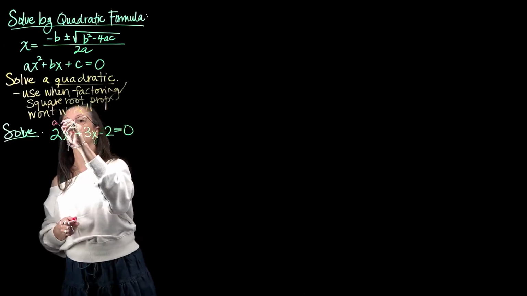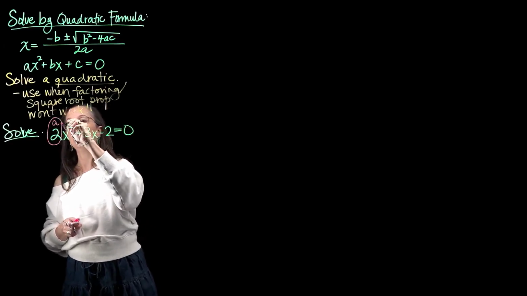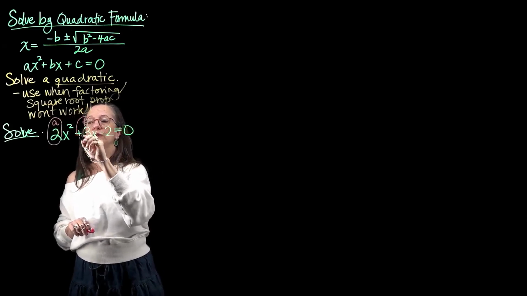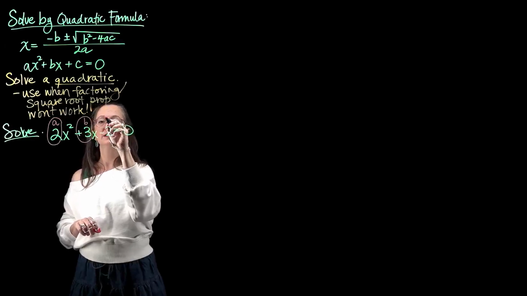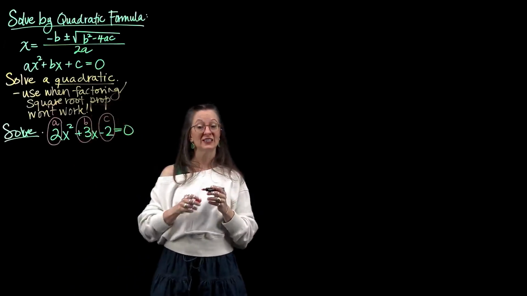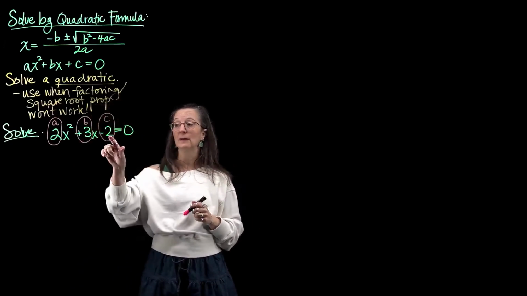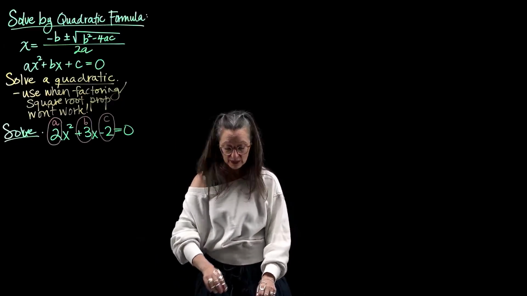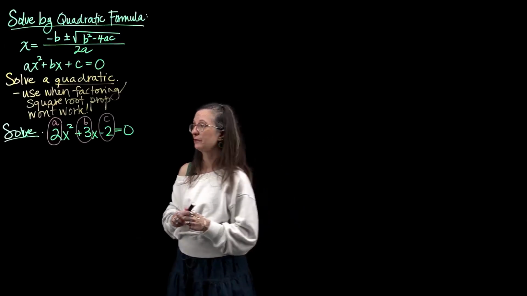So I like to just write above them a. So the a goes over the 2. B is over that positive 3, and C is over the negative 2. Don't forget to take that negative with you on the C. And then we will go back and plug those into the quadratic formula.